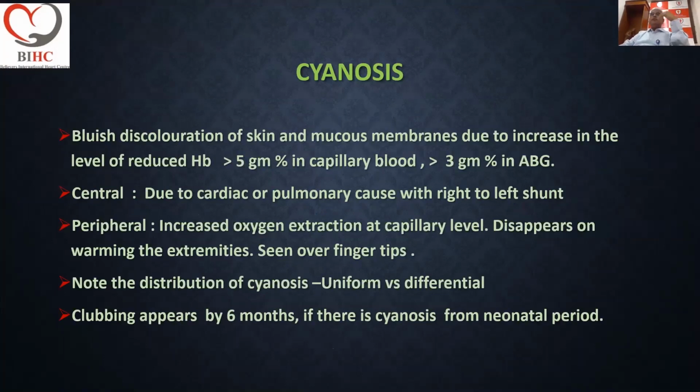Also, recollecting our understanding of cyanosis, we all know that it's a bluish discoloration of skin and mucous membranes. It is due to an increase in the level of reduced hemoglobin. We classify it as central if it is based on a cardiac or pulmonary cause, or peripheral if it is due to increased oxygen extraction at the capillary level. The peripheral cyanosis would disappear on warming the extremities. And the distribution of cyanosis should be noted. Is it uniform, everywhere the same, or is it differential? We will refer to differential cyanosis in a minute.